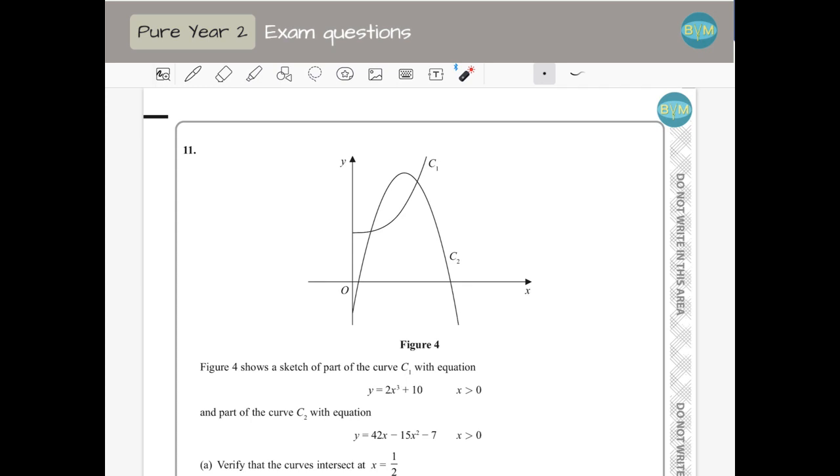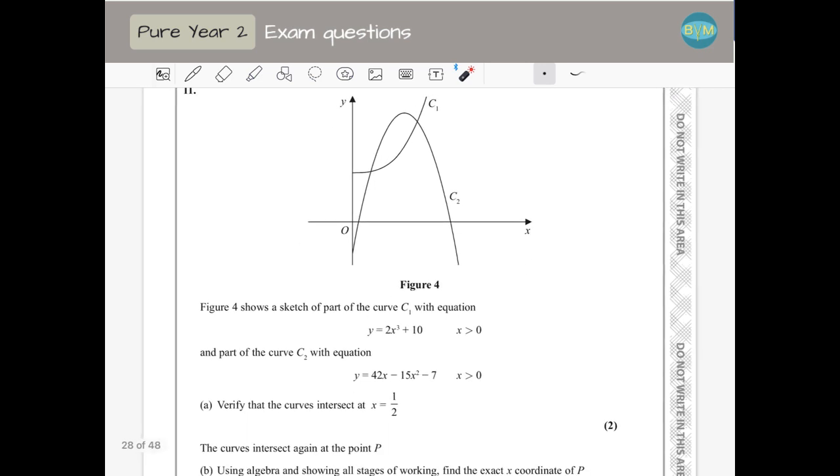Hello, this is question 11 in your June 2022 Pure 1 from Edexcel. And you have a figure that shows a sketch of part of the curve C1. So this one is a cubic, and this is the equation for x greater than 0. So we are not representing anything when x is negative. And part of the curve C2, which is this one, with this equation, and it's just a quadratic.